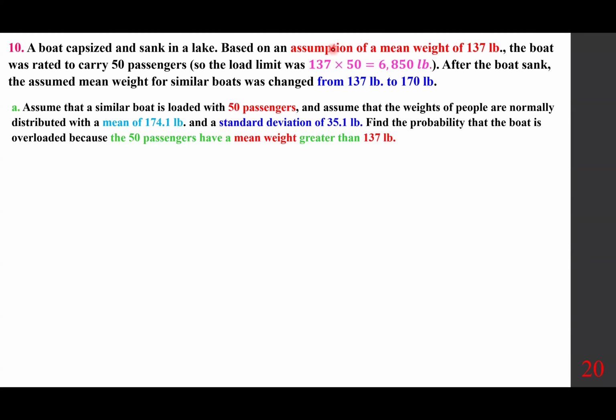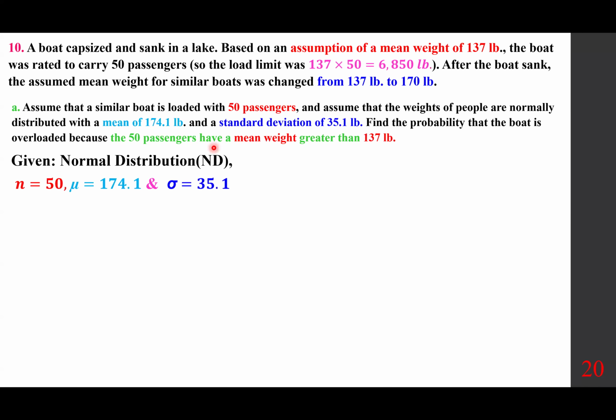All right, so first and foremost, what is given? We are dealing with a normal distribution. N is 50, mu is 174.1, sigma is 35.1. So this is what's given as we read the question. What do we want to calculate here? The probability of X bar larger than 137. So that's what we want to calculate.